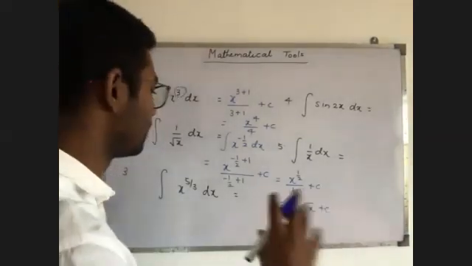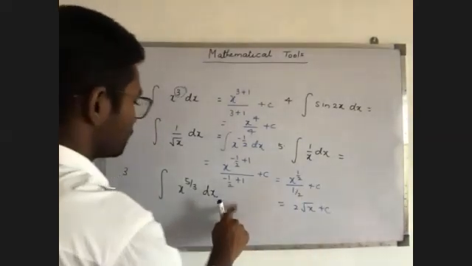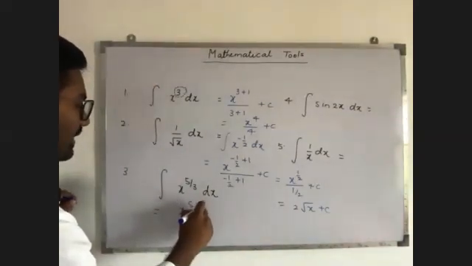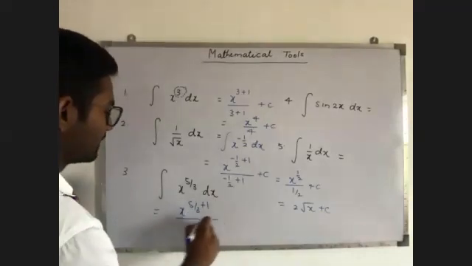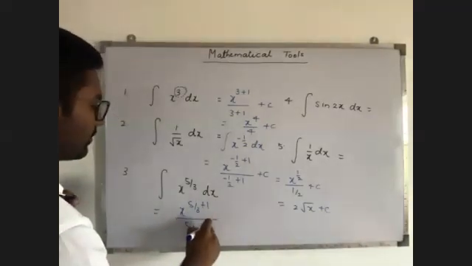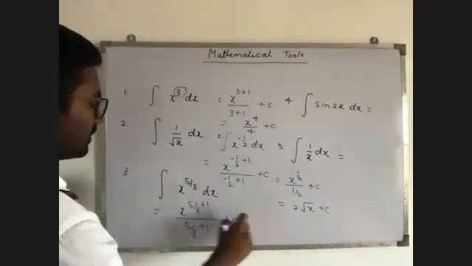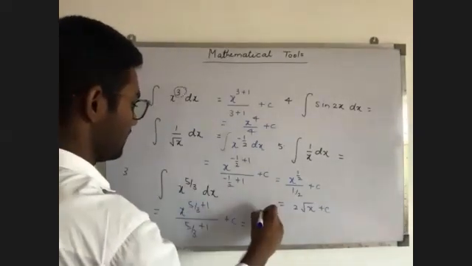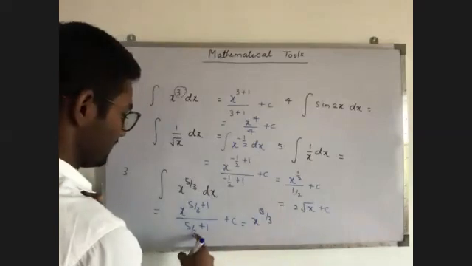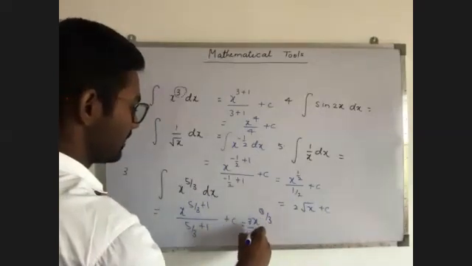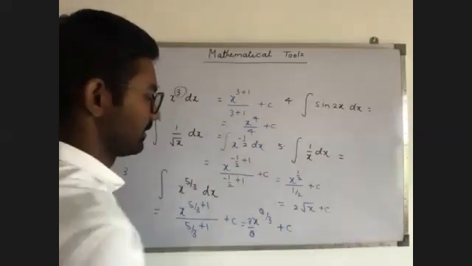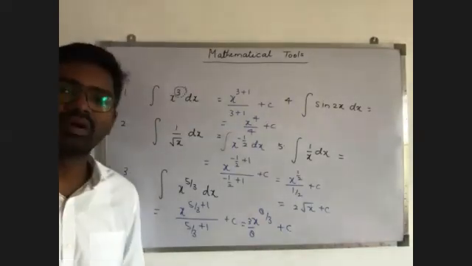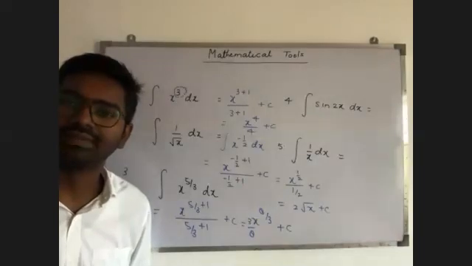Okay. Third one. So for third one, can I say that it is nothing but x to the power 5 by 3 plus 1 divided by 5 by 3 plus 1 plus c. So 5 by 3 plus 1, that is x to the power 8 by 3. And this is 8 by 3, which means 3 by 8 plus c. Is it right? Everyone get the same answer? 3 by 8 x to the power 8 by 3 plus c.